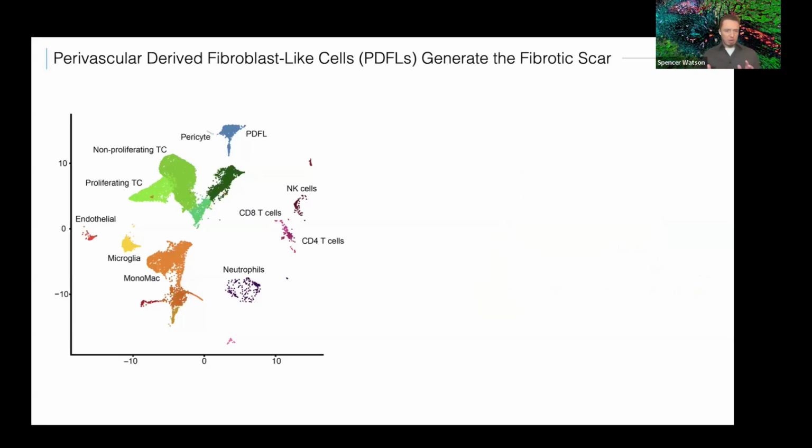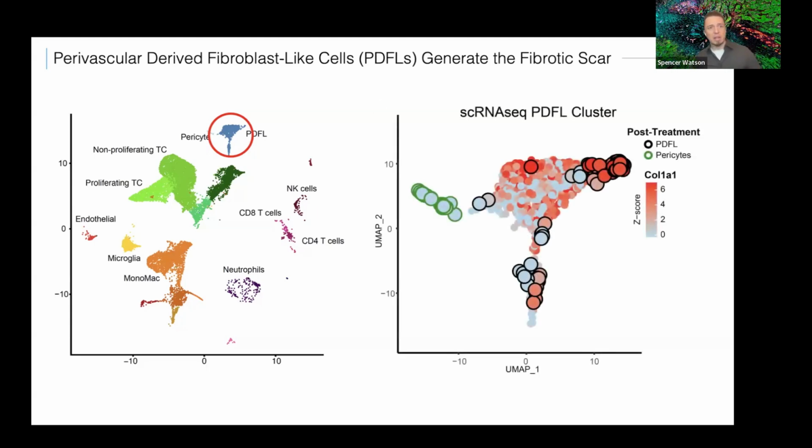So now that we've sort of narrowed in on the fibrotic part of the scar as being this survival niche, we wanted to see what cell types were key in driving the formation of this structure. So we focused in on this population of cells that were transcriptionally similar to vascular pericytes, that for the sake of hedging our bets, we're just calling perivascular-derived fibroblast-like cells.